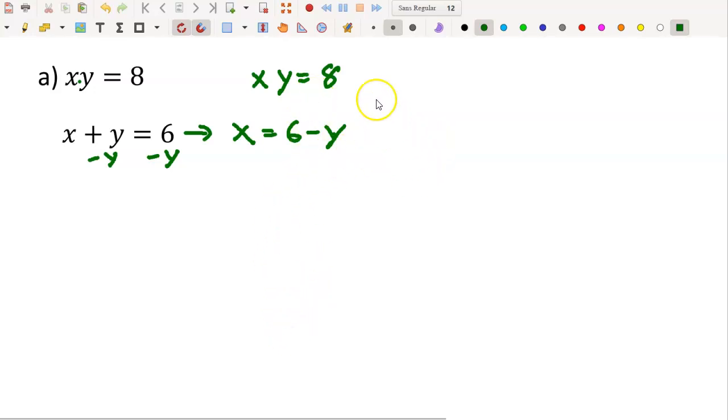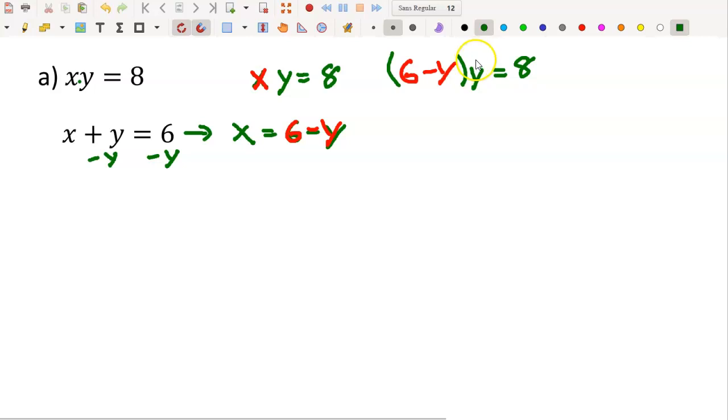So do some substitution. So I'm going to take 6 minus y, substitute that in for x. So I have 6 minus y and equals 8.